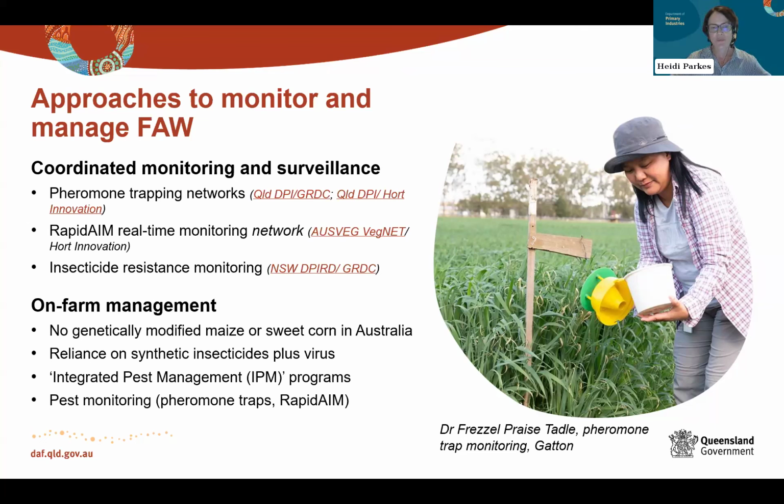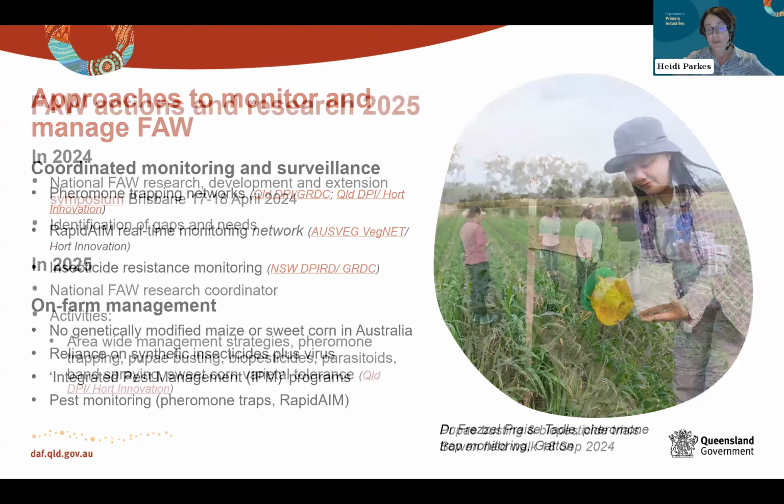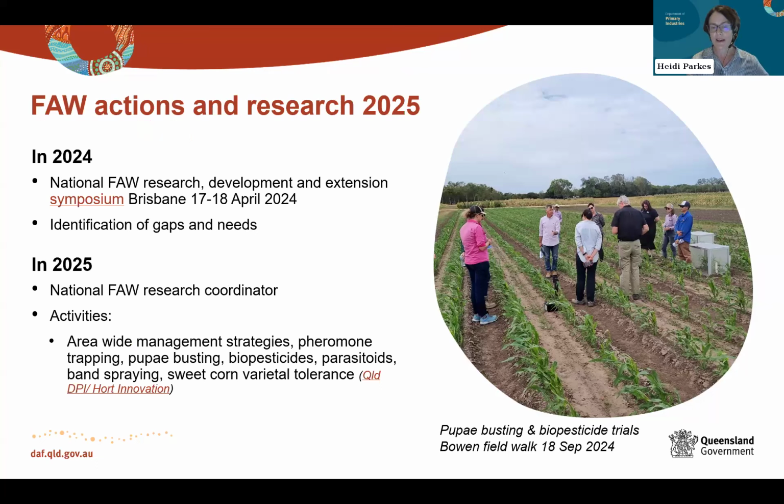There's also a project to monitor insecticide resistance, which is funded by the grains industry and led by the New South Wales Department. There are no genetically modified grains or sweet corn in Australia, so on-farm management is reliant on insecticides with the addition of some virus products. And this is costly for businesses and unsustainable in the long term. Most growers are aware of the risk of resistance and the challenges that they will face if they lose one or more available insecticides. Some growers do talk about using IPM programs, but they have limited tools available.